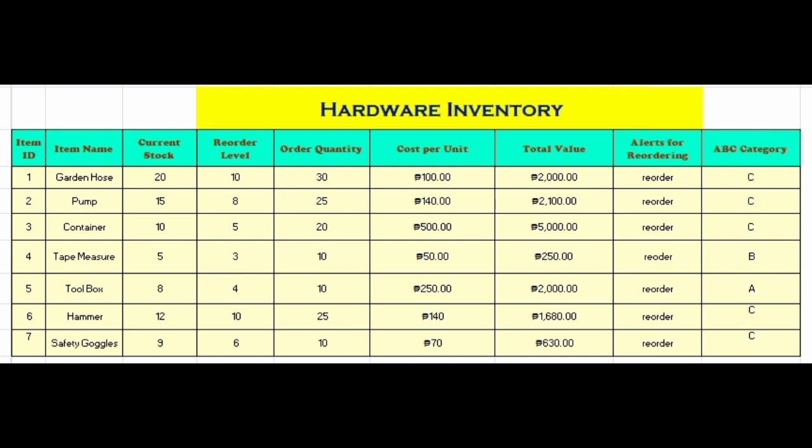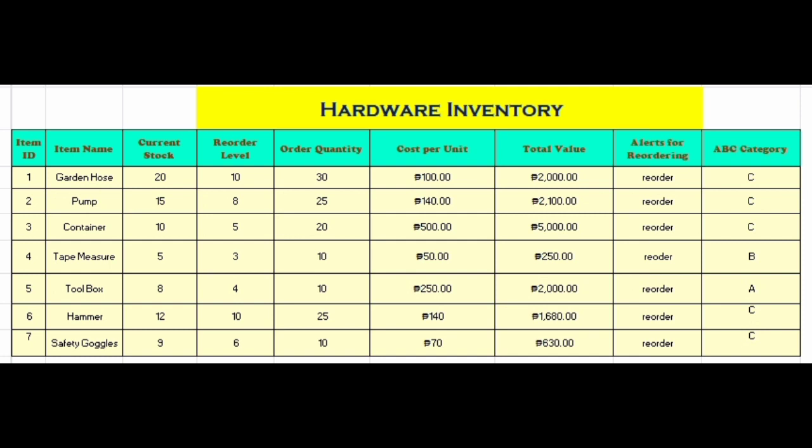Next is the ABC category. These are the items that are categorized into A, B, or C based on their importance in the inventory, helping us prioritize our management efforts. So this column categorizes items into different ABC levels based on their total value contribution to the inventory. The categorization helps in prioritizing inventory management efforts. It allows the store to focus more attention on high value or critical items, which is the A, while efficiently managing lower value ones, which is the C.